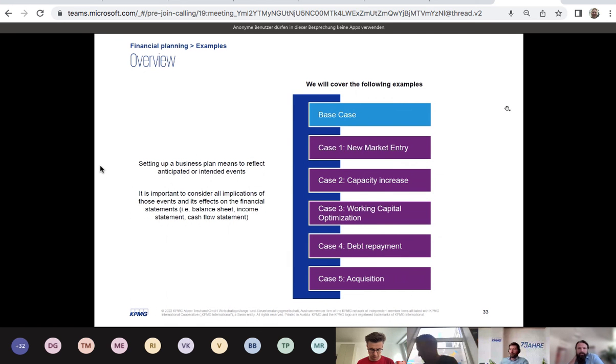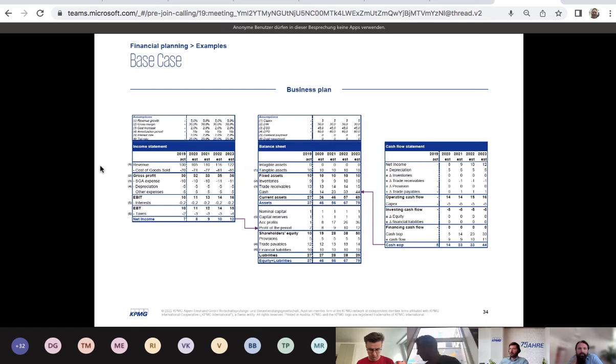So let's start with the base case. And what you see here, and I hope you can read it either on the screen or in your own slides, we have an income statement, balance sheet, and cash flow statement, right? Of course, we started with the historical actuals, which are of 2019, and then we have our estimates from 2020 onwards, right? And actually, this is also kind of what your business plan will probably look like. And this is basically what Lucas just showed you within the Excel model.